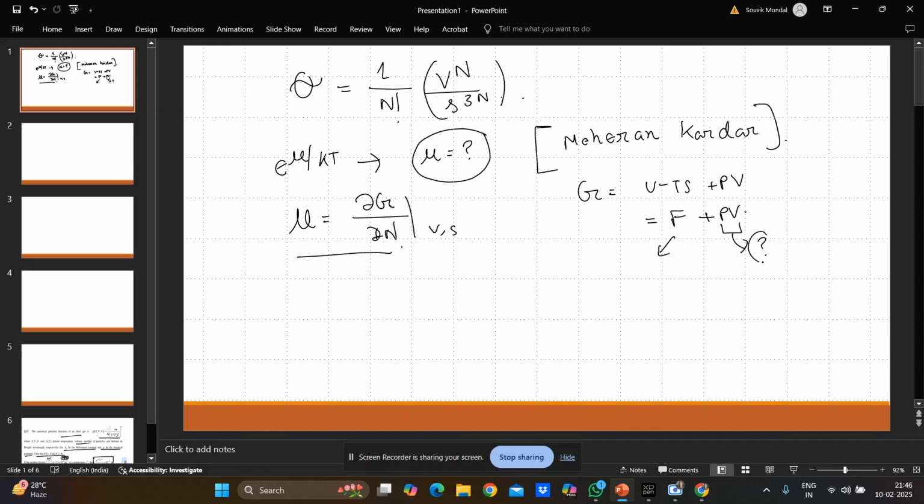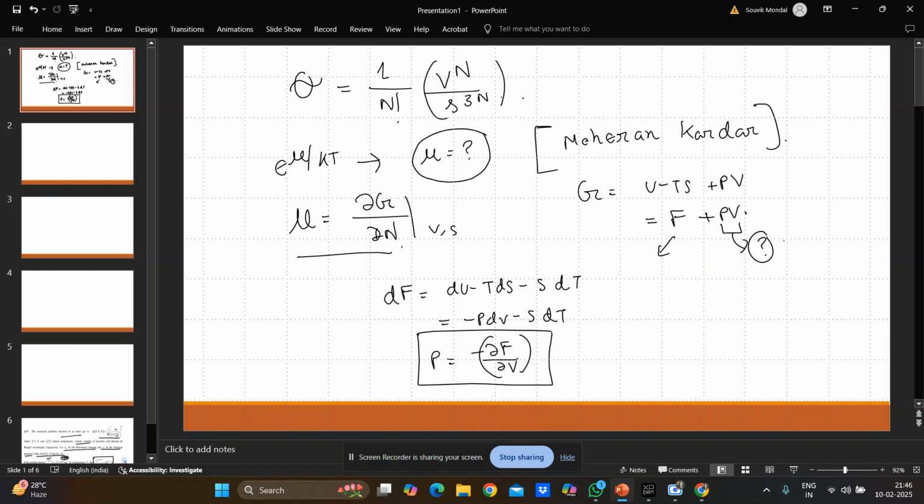Now if you remember that F is U minus TS, so dF is equal to dU minus TdS minus SdT, and dU is equal to TdS minus PdV. So TdS cancels, leaving minus PdV minus SdT. So P is basically minus del F by del V. If you can calculate F, you can calculate P at least, and later let's see what happens to V.